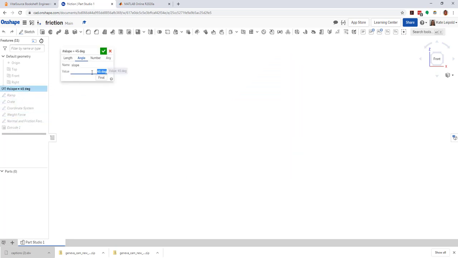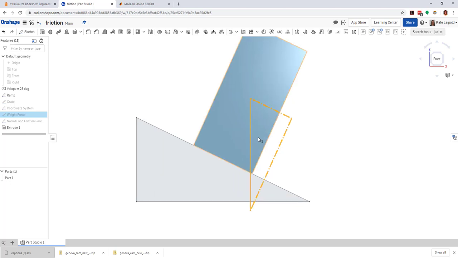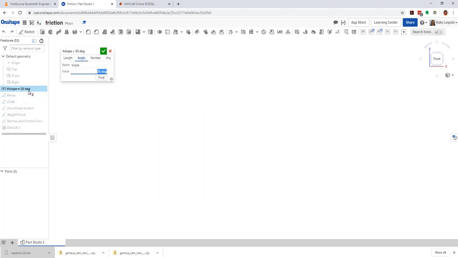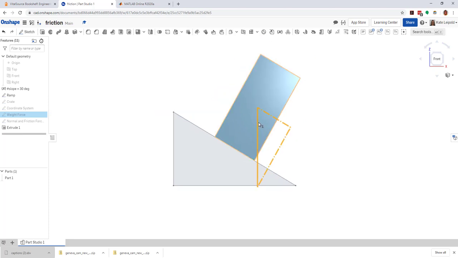So just playing around with this, we can kind of get an idea. We're at 20, 45 was too much. Okay, 25 is really close. It's still stable. The weight is still over the base. But if I go to 30, let's see, 30 is too far. So somewhere between 25 and 30 degrees is going to be the angle at which this block would start tipping down that ramp.